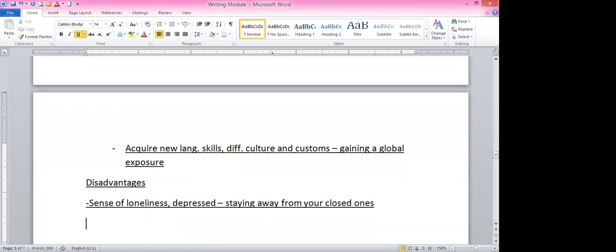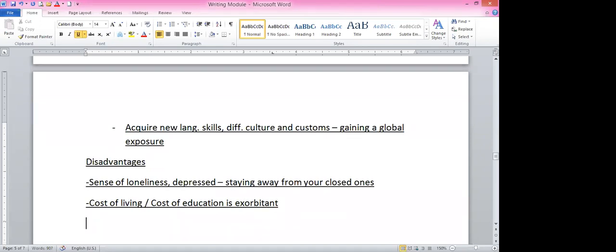What else can we say? A disadvantage can be that it is expensive, cost of living or cost of education, both are expensive. Cost of education is exorbitant, which means it is very expensive. What else? You have to face unpredictable challenges too.